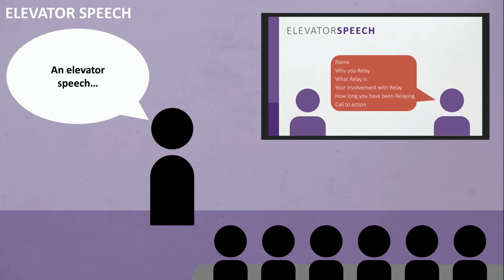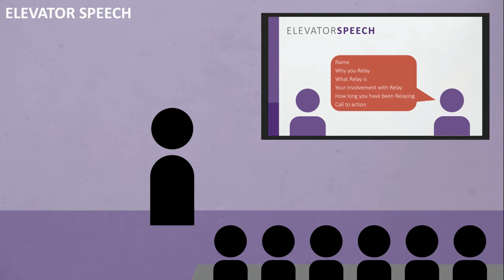We can use an elevator speech to recruit event leadership team members or teams, ask for donations, or even to talk to businesses about sponsorship opportunities. When doing an elevator speech, always start with the why, the purpose of Relay or a personal story, and keep it short and sweet. Deliver your own elevator speech to the participants.